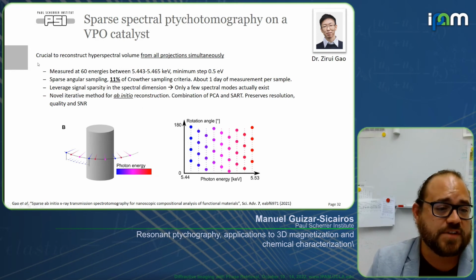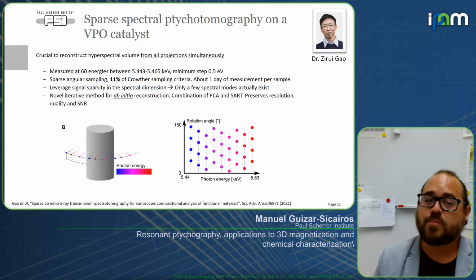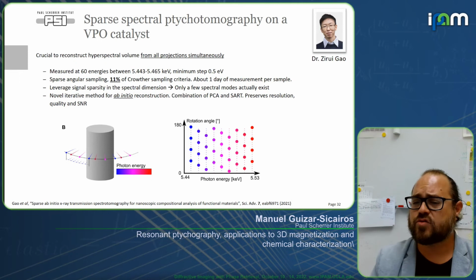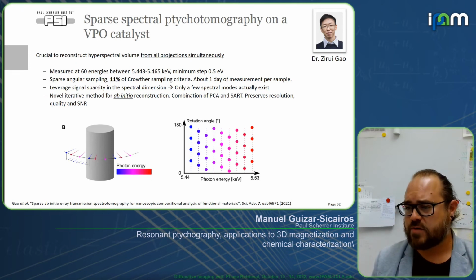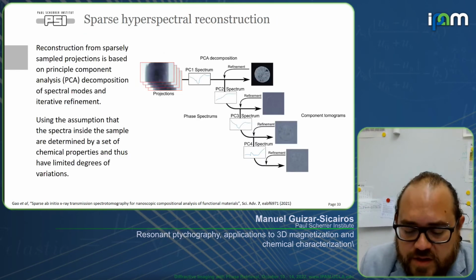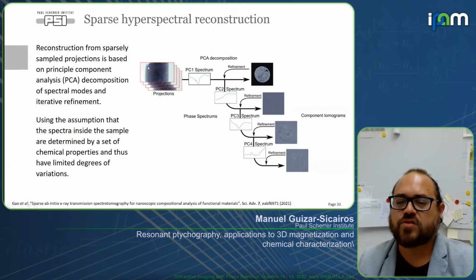What I would like to emphasize is that for the reconstruction, it would not work to reconstruct each energy and then try to do this PCA. You have to do a full four-dimensional reconstruction of the hyperspectral data set. Very briefly, I will not describe it in detail, but I want to give you some flavor of the way it works.